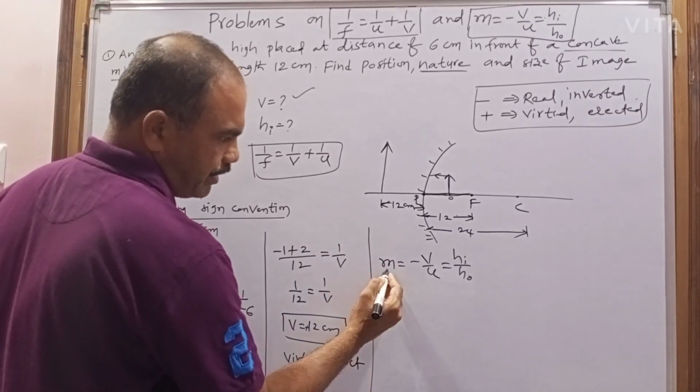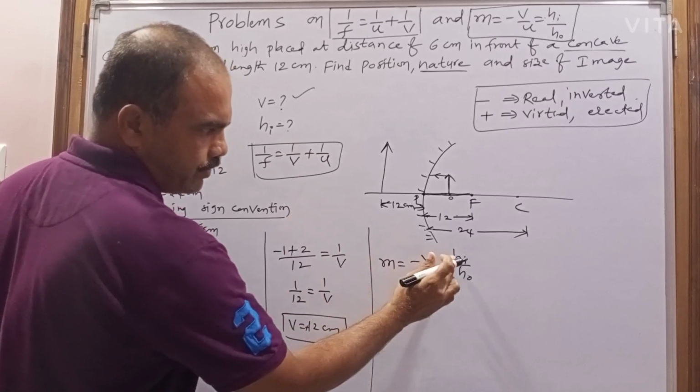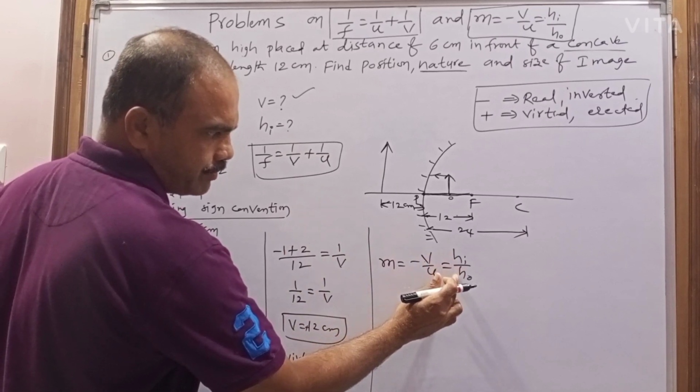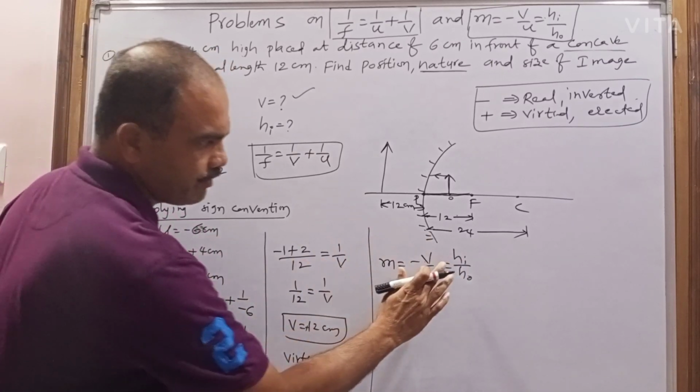So what is the magnification to find? You know the V, you know the U. But when we use height of the image by height of the object, you only know the height of the object, but you don't know the height of the image. That's why we can't use this one.